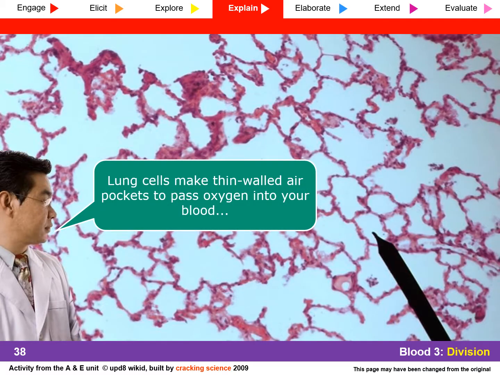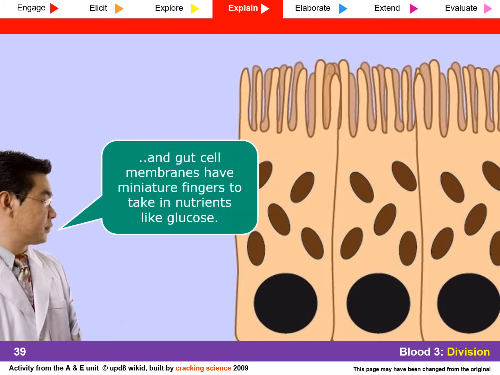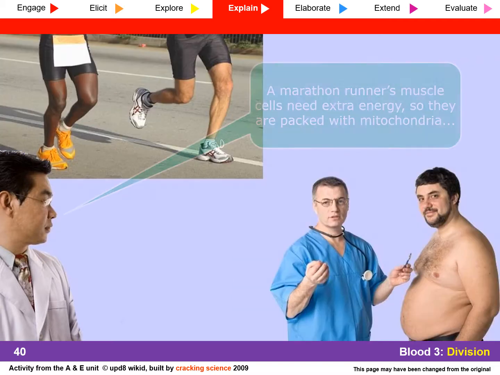Your lung cells have very, very thin walls. All right, they're not very thick, they're very thin, so that it's easy for oxygen to move into your blood when you breathe in. Inside of your gut, the cells there have these special little extensions, these little fingers that are sticking out that help increase the surface area and make it easier for them to grab nutrients like glucose as it moves through your intestines.